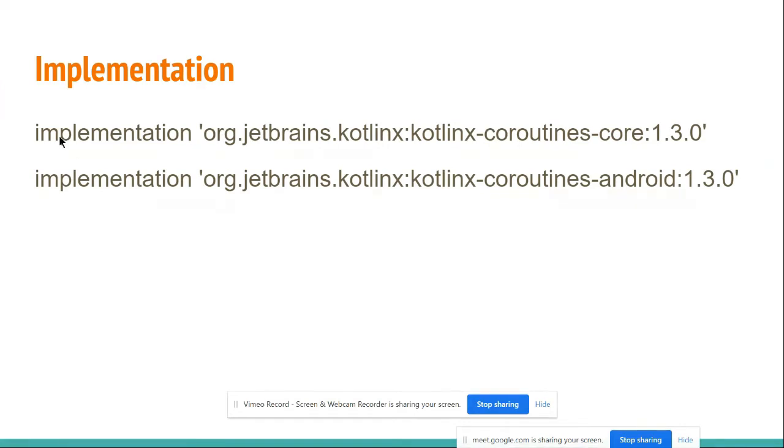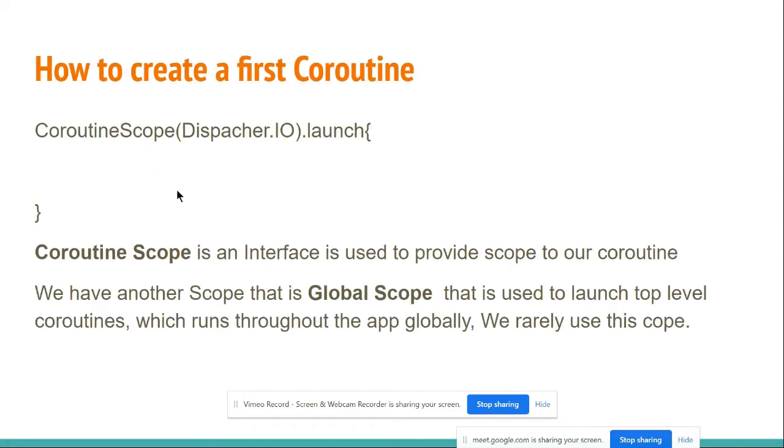Now let's come to the implementation. These are the two dependencies which we have to add if we want to use coroutines. We have to add them in the build.gradle file. After that, how can we create a first coroutine? As you can see on my screen, coroutine scope. I will explain everything: what is coroutine scope, what is Dispatchers.IO, what is launch. This is the basic syntax, and this way we can create a first coroutine: coroutine scope, dispatcher, and then launch.